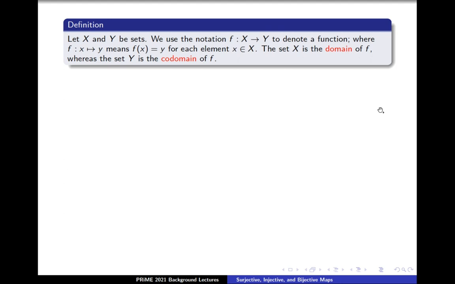Let's define the following. Let capital X and capital Y be sets. We use the notation f from X to Y to denote a function, where f maps little x to little y means that f of x is equal to y for each element little x in capital X. The set capital X is called the domain of f, whereas the set capital Y is called the codomain of f.